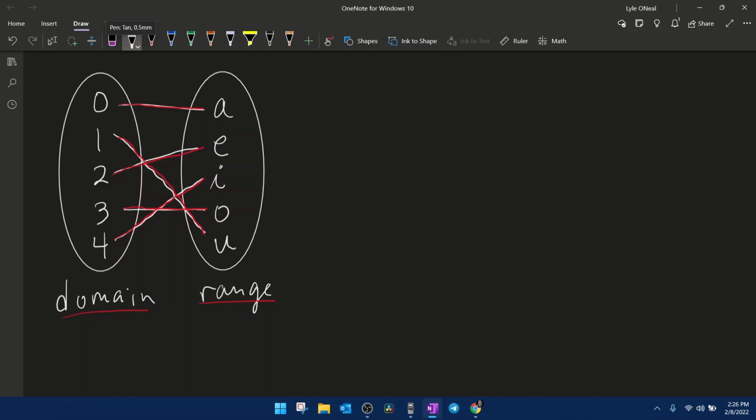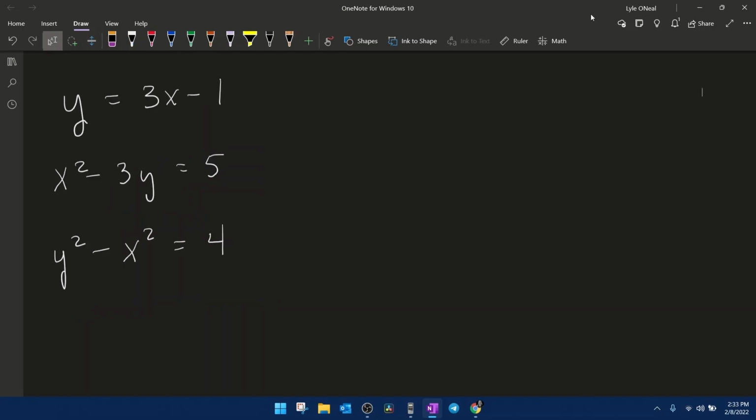If you're wondering, what would this need to look like for it to not be a function? It's super easy. There you go. I'll just add that line. Now what you've got is an element in the domain that corresponds to more than one element in the range, and now this relation would not be a function.